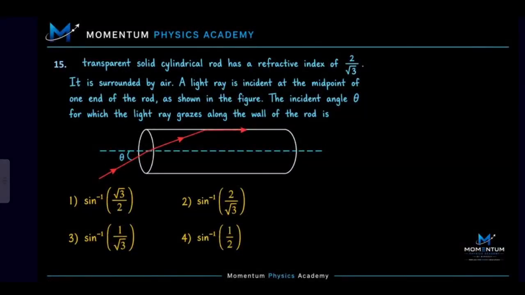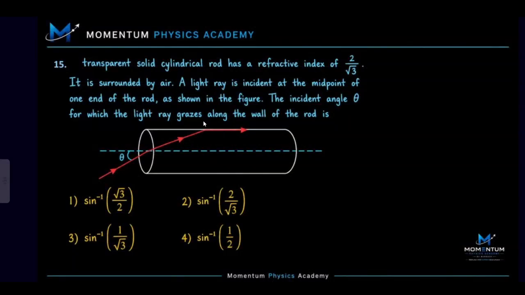Now see the problem here. A transparent solid cylindrical rod has a refractive index that is given. It is surrounded by air. A light ray is incident at the midpoint of one end of the rod as shown in the figure. The incident angle theta for which the light ray grazes the wall.